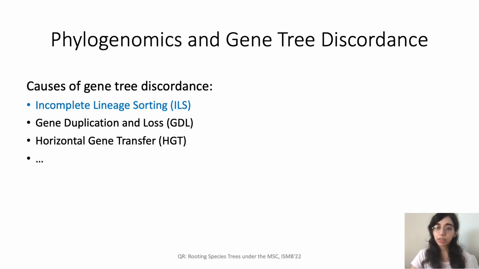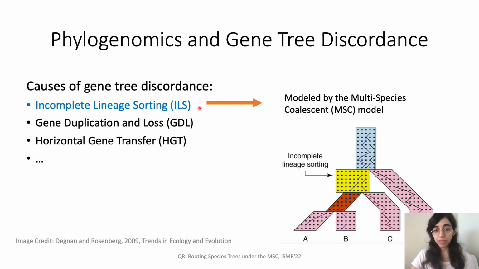So this work is in the context of phylogenomics, where the goal is to infer a species tree given a set of genes that are recombination-free regions across the genome. And usually this species tree estimation is complicated by processes that cause discordance between gene trees and species trees. There are several causes for gene tree discordance, for example, incomplete lineage sorting, gene duplication or loss, and horizontal gene transfer. Here we will exclusively focus on ILS, which can be modeled by the multi-species coalescent model or MSC.